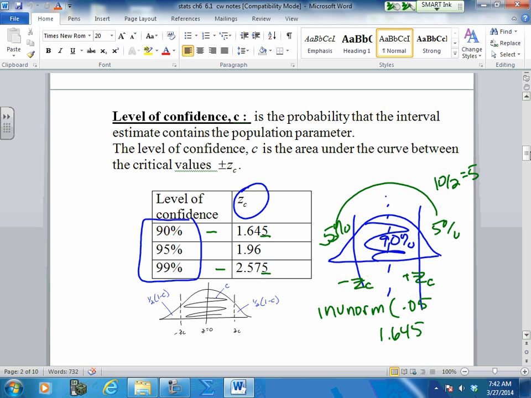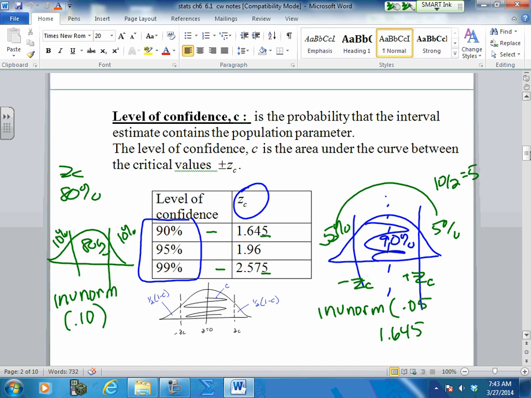So what if we have to find an 80%? A z-score for 80%. Let's see if we can find that and add this to your chart. Here's your curve. Here's 80%. How much is left to share on the tails? There's 20% left. 10% on each side. So, this is 10, and this is 10. So we do inverse norm, 0.10. So do inverse norm and tell me what you get for this guy.